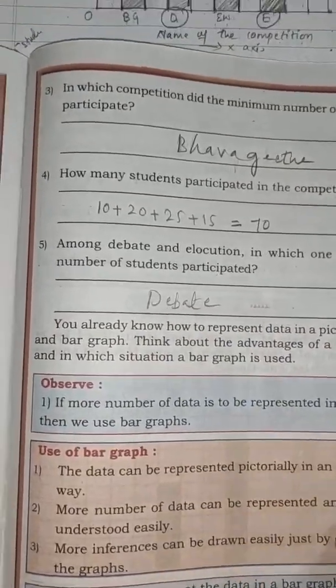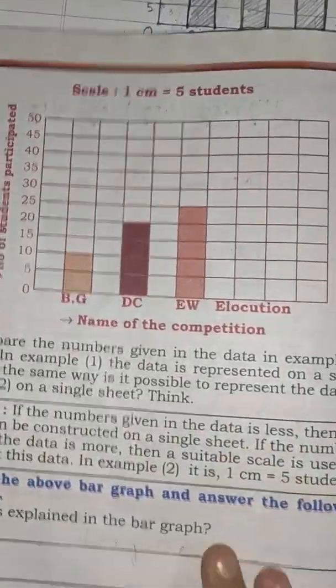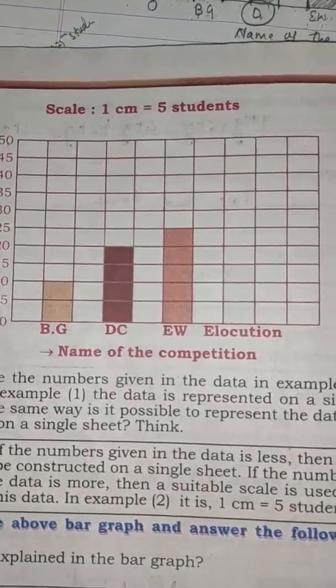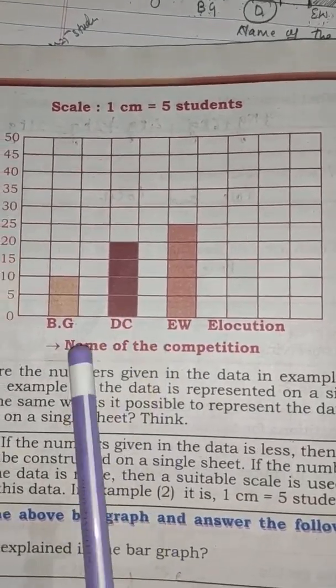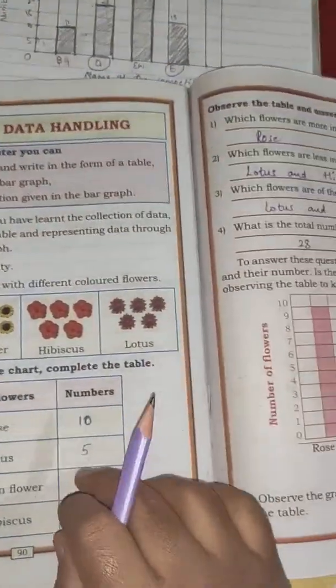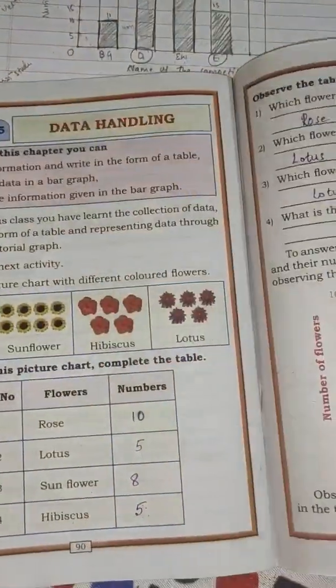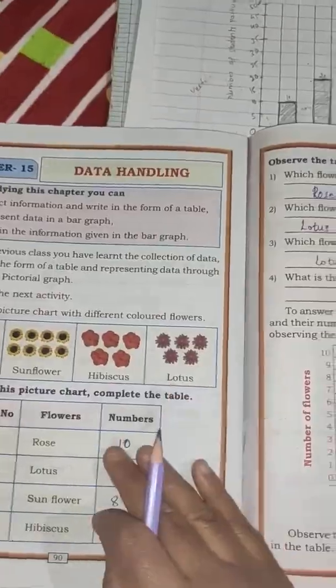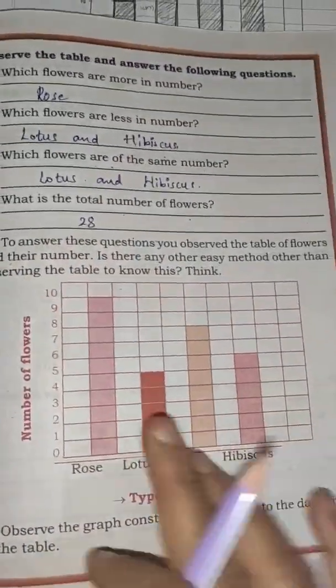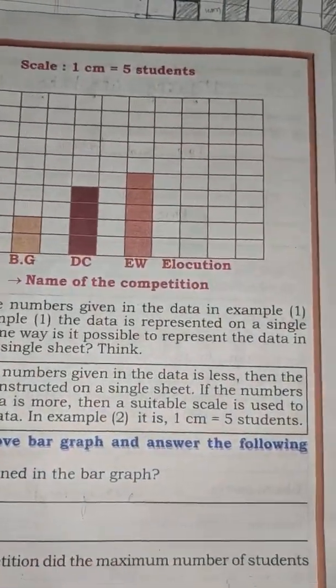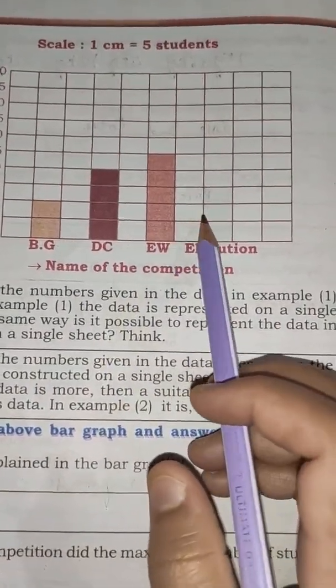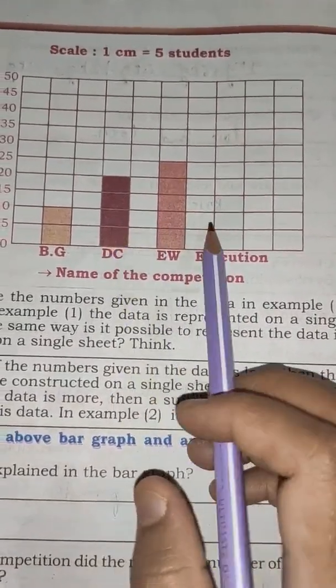Understood, children? Now we'll see what is the use of this bar graph. Here the data can be represented pictorially in an attractive way, isn't it? Instead of writing like this, which we did first, just compare. Here we have the table and the question answers, but here it is the graph. This is a bar graph. The data can be represented pictorially in an attractive way, isn't it?